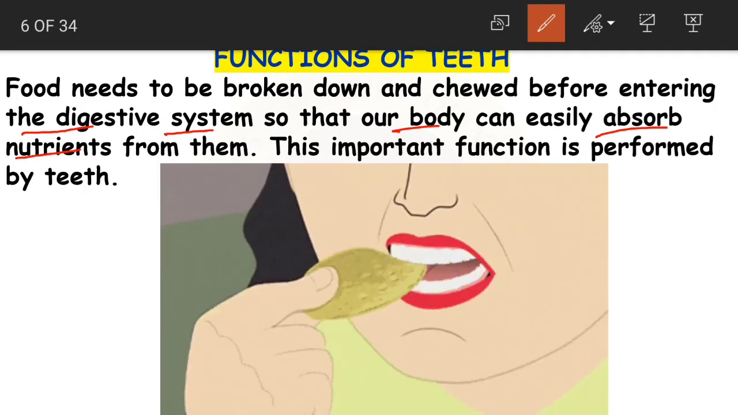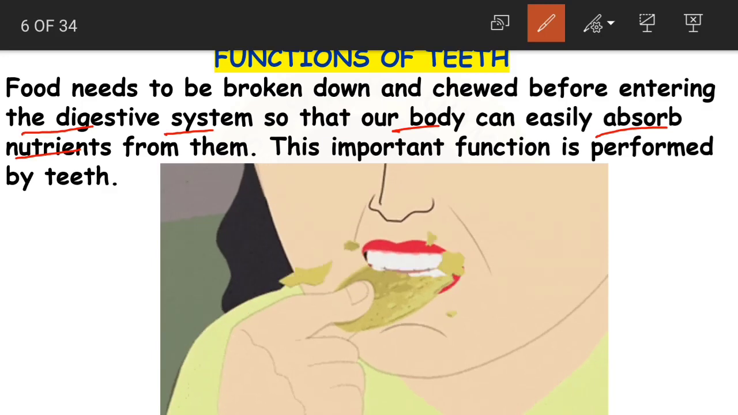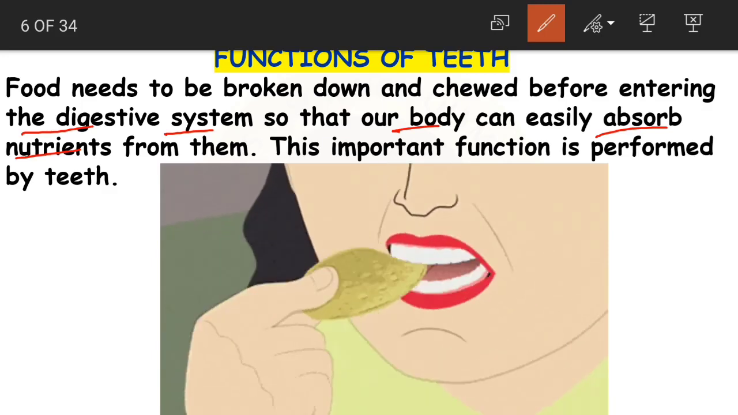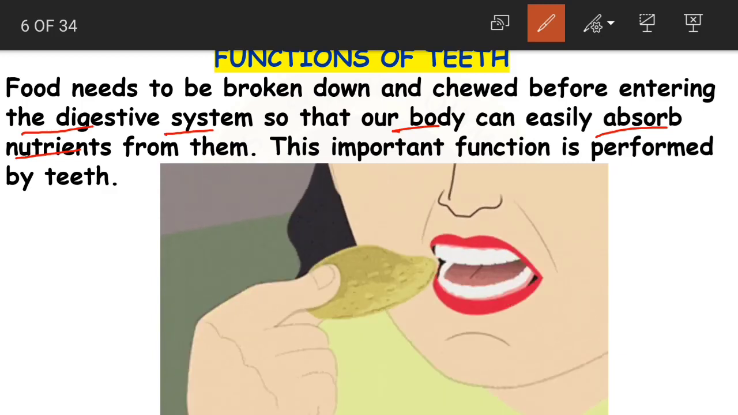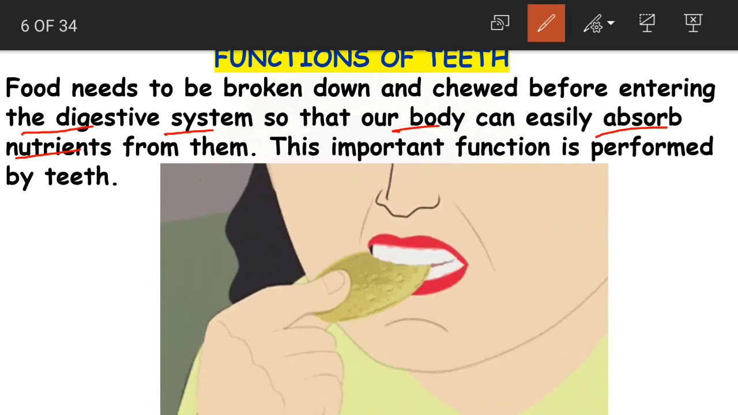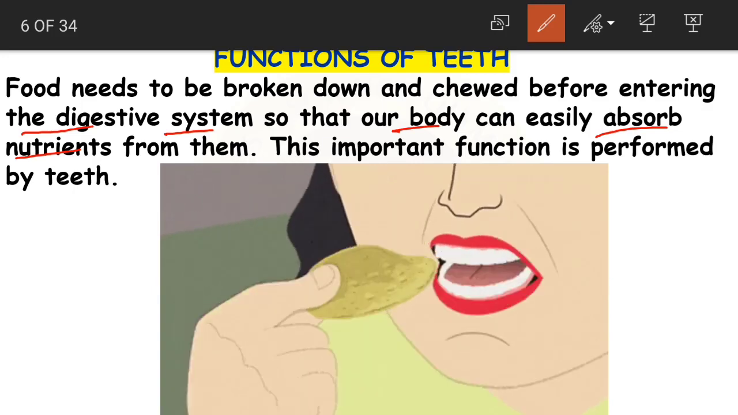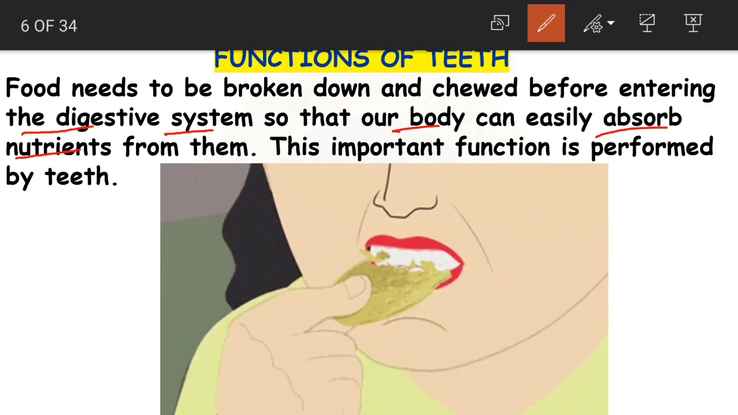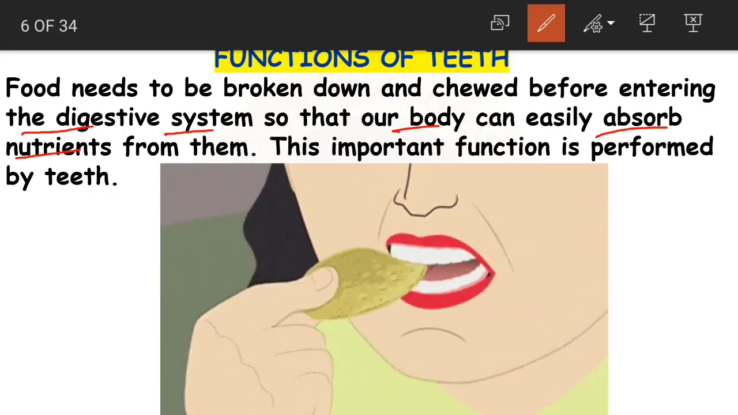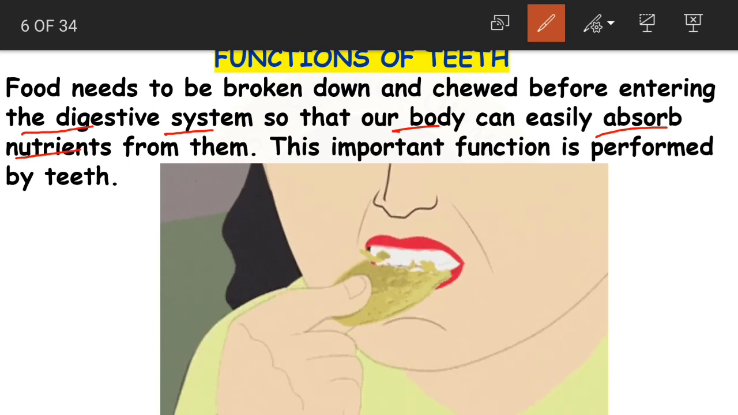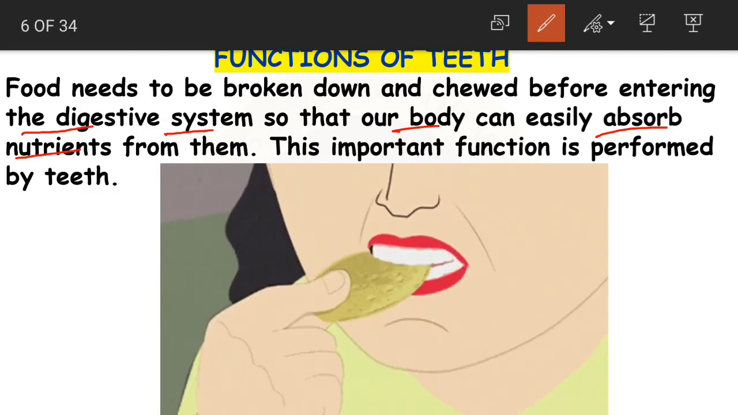We eat with our mouth, and inside our mouth we have our tongue and our teeth. So what do the teeth do? They break the food into small pieces, and we chew it so that it enters properly into the digestive system. When we chew the food into small pieces, our body can easily absorb nutrients from it. To have a healthy body, we need to give our body a good amount of nutrients.